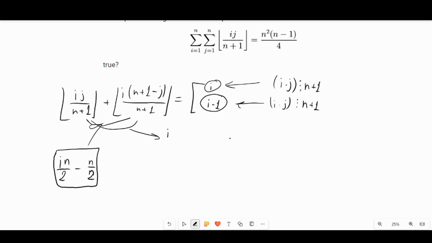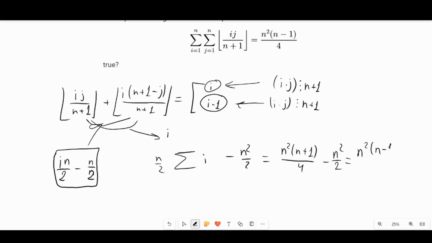And if we change i also, we get the sum of the numbers n over 2 times i minus n squared over 2. The sum of the i's equals clearly n times n plus 1 over 2. So we get n squared times n plus 1 over 4. And we need to subtract n squared over 2. And if we find the common denominator, we get that this equals n squared times n minus 1 over 4.